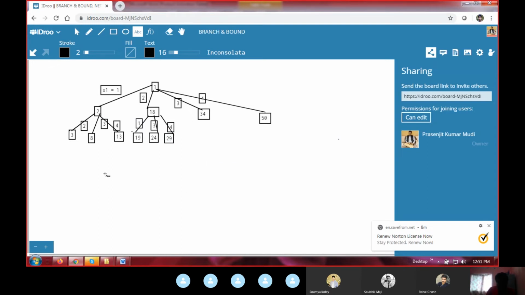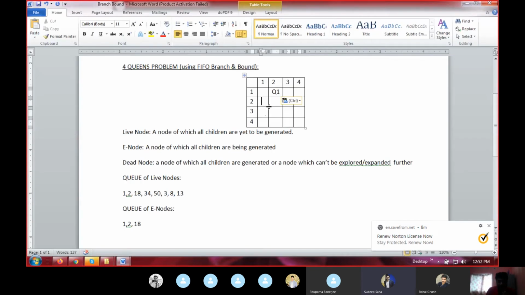Okay, so while generating node 3, one thing I forgot to mention: if I consider 1, after that 2, and generate node 3, that means I am considering a path x1 equal to 1, x2 equal to 2. That means this kind of situation, q1 here and q2 here, which is not possible. Why not possible? Because this is violating the bounding function.